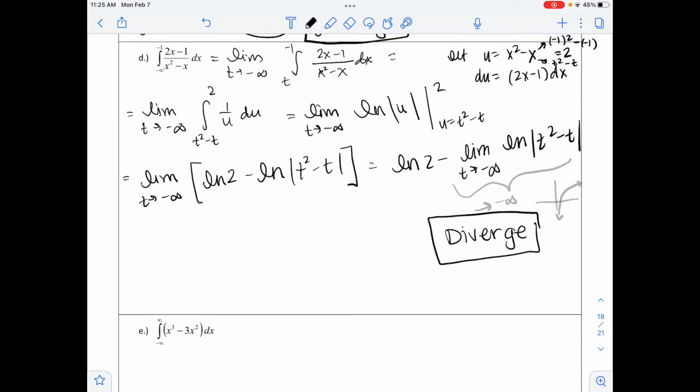The example right below it goes from negative infinity to positive infinity. So I'm going to go ahead and circle E, and we'll work on that one together in class.